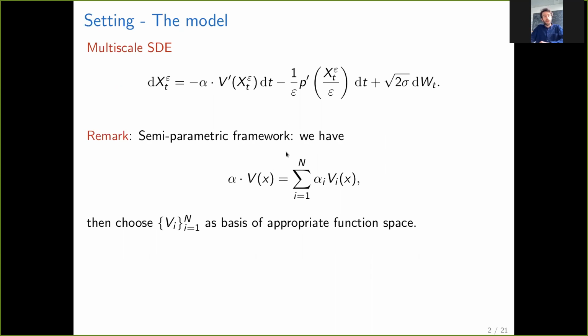As a further remark, let us remark that our framework is a semi-parametric one. Indeed, our slow scale potential can be written as the sum over i of alpha i v i, if we choose v i to be the basis of some appropriate function space. Then if we are inferring the coefficient alpha, the drift coefficient, what we are inferring is actually approximately a function. Actually, it is a function in an appropriate function space. If we would let N go to infinity, then we would be in a non-parametric framework, and what we would be doing inference on would properly be a function.